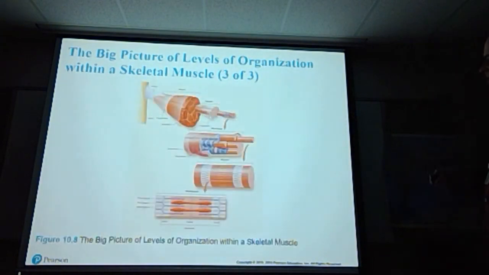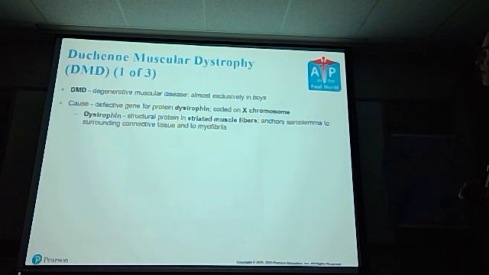And again, we start down here with the individual myofilaments, thick and thin. Put a bunch of them together to form a myofibril, put a bunch of myofibrils together to form a muscle fiber. Each individual one of these is called a fascicle. Put the fibril into the fascicle into the muscle surrounded by the epimysium. And that is the big picture for muscles.